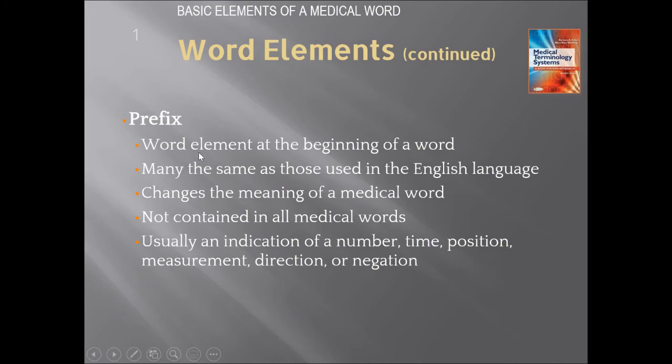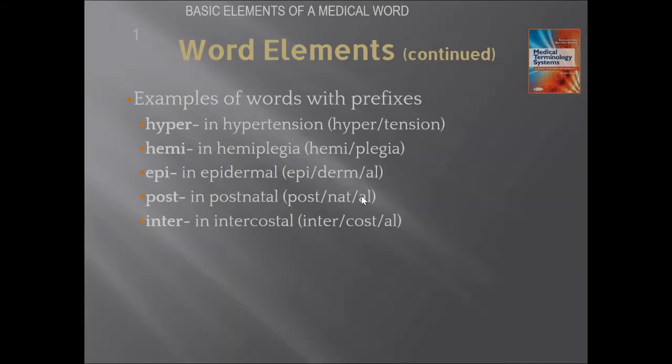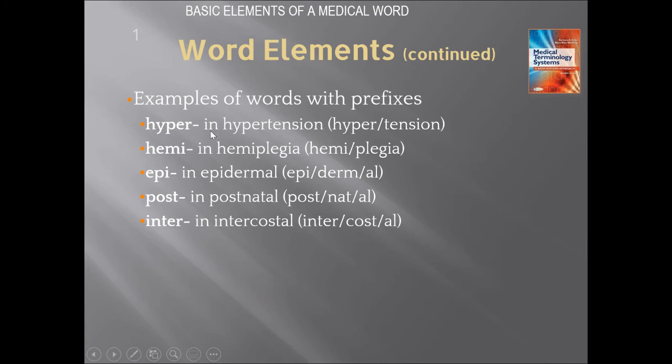And our last is a prefix. They're at the beginning of the word. So they look like this. Okay, so hyper and hypertension. Hyper means high blood pressure, basically, for hypertension. Hemi and hemiplegia. Plegia means paralysis, which means then hemiplegia would mean paralysis of one hemisphere.